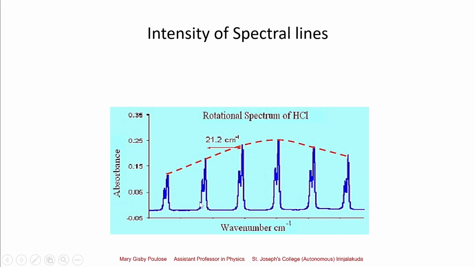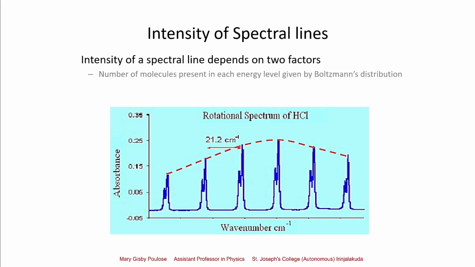All these frequencies are equally spaced among themselves, and that spacing is equal to 2B. Here, the intensity of each of these spectral lines depends on two factors. They are the number of molecules present in each energy level, and that population is given by the Boltzmann distribution. The second factor is the degeneracy of each energy level. Let us look into that.